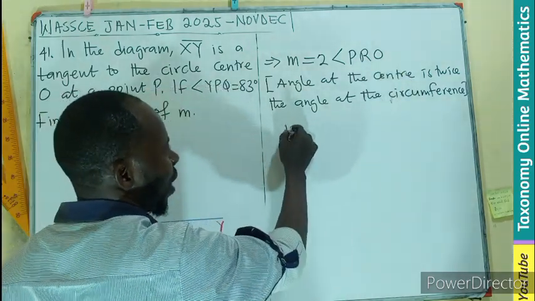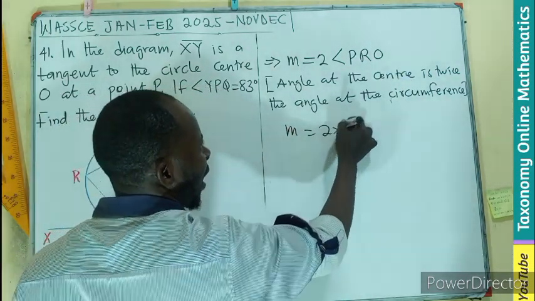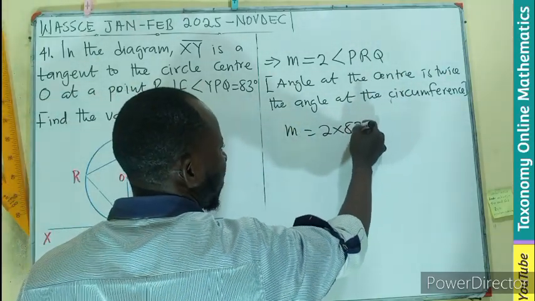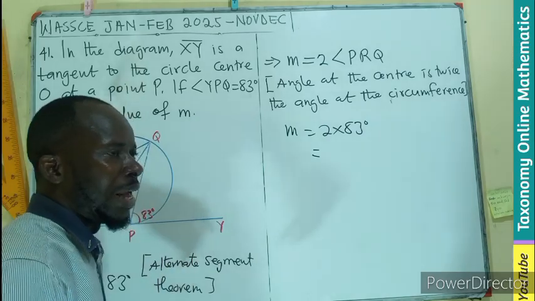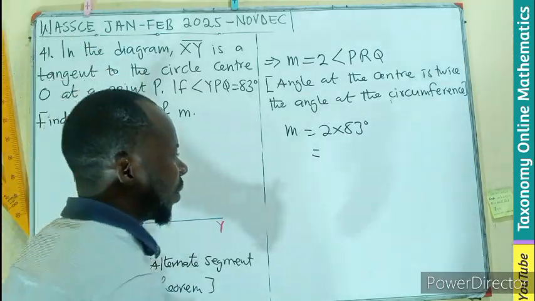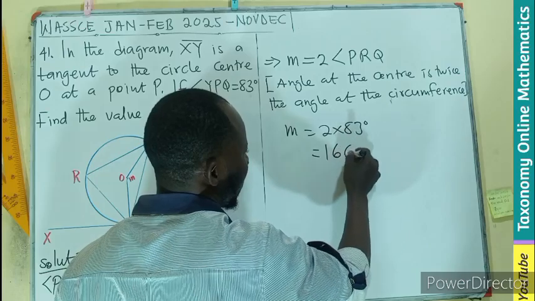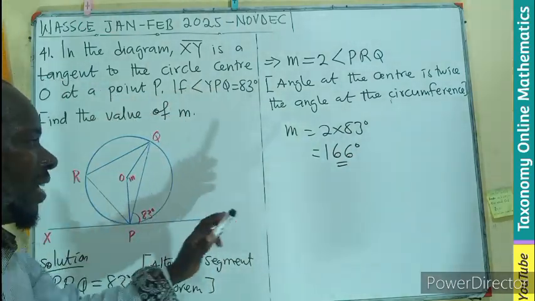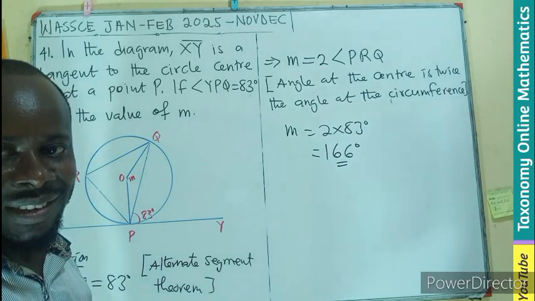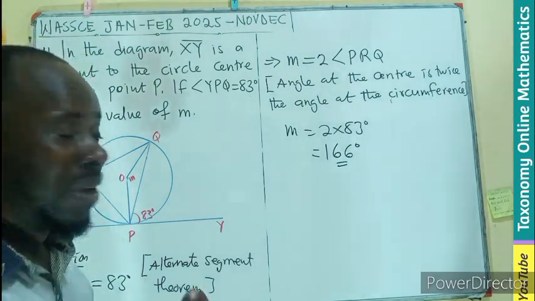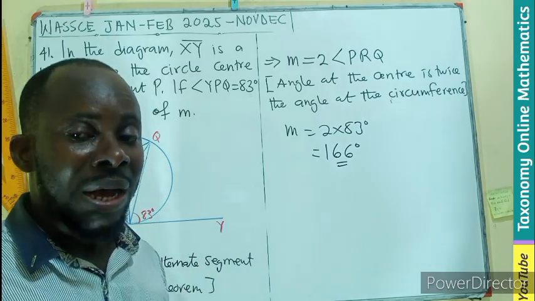So meaning your M will be 2 times, this is Q, right? 2 times your 83 degrees. And 2 times 80, that is 160. And 2 times 3 is 6, we have 166 degrees. So the value of the angle M there is nothing but 166. I guess if you have the theorems at your fingertips, finding the answer to this will be a cool job.